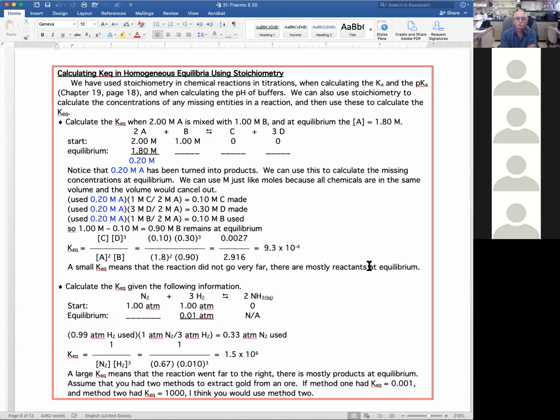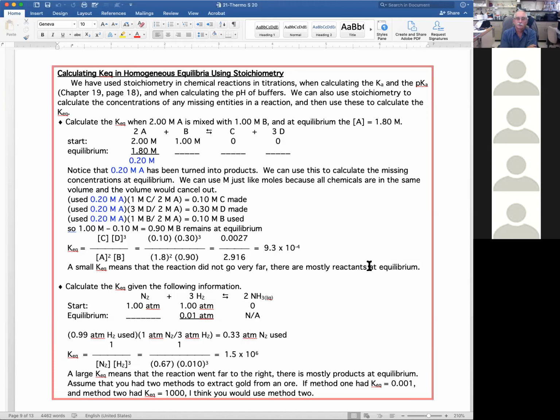But I want you to realize that everything in a chemical reaction is a direct proportion. Stoichiometry is obeyed, law of conservation of mass, law of conservation of energy. That's the reason why we can do these problems.